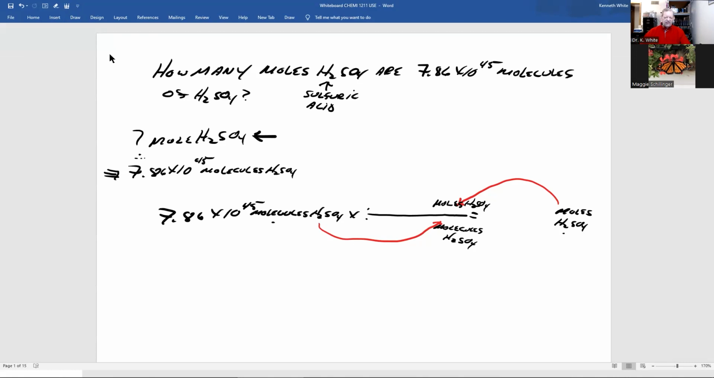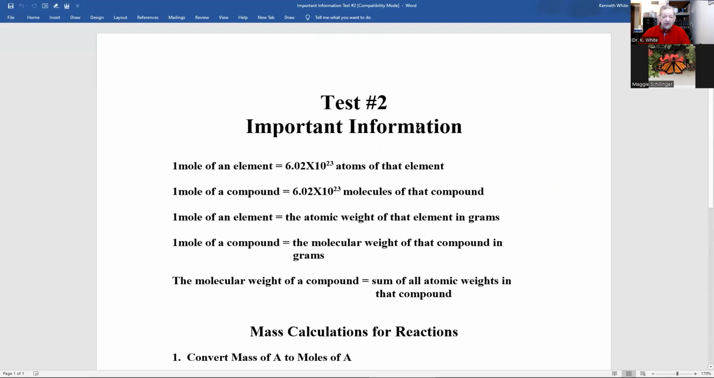And where do we get a relationship between moles of a compound, sulfuric acid, and molecules of a compound, sulfuric acid in this case? Well, in case you forgot, look at test number 2, important information. 1 mole of a compound equals Avogadro's number, that's 6.02 times 10 to the 23rd, molecules of that compound.